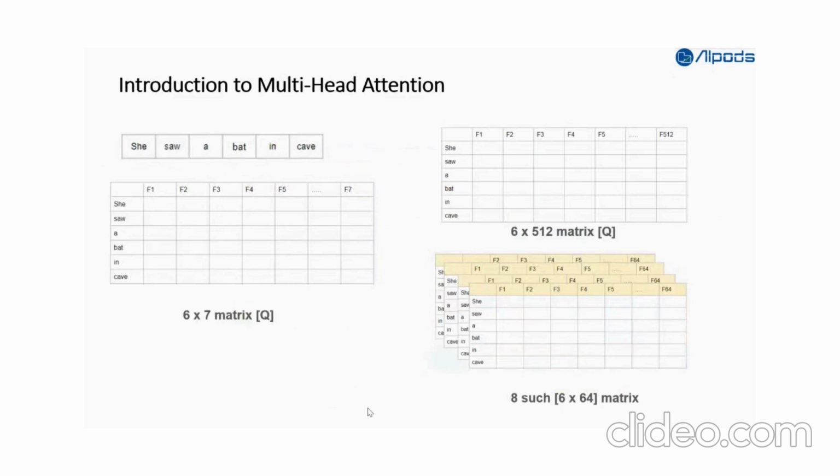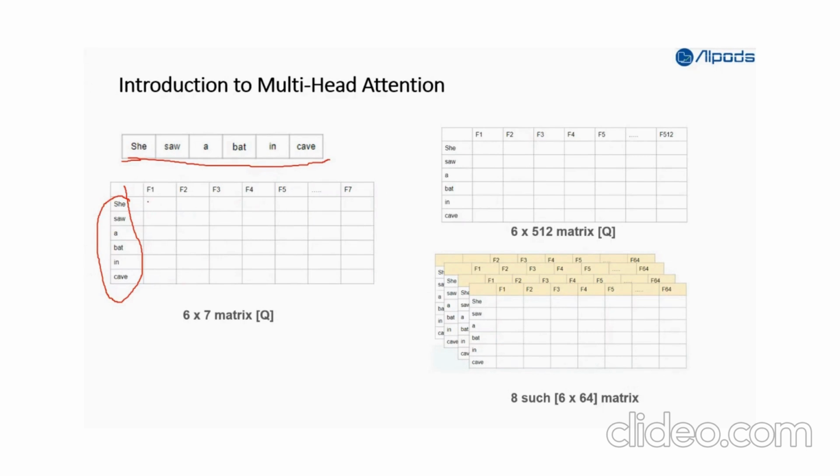Now let's come to reality. What exactly happens? Just like how we mapped those six individuals to different aspirations and different interest parameters, similarly every input word, or better to say token, in a large language model is mapped to certain parameters in a similar way. For example, I have taken six words: she saw a bat in cave, mapped to some seven parameters.